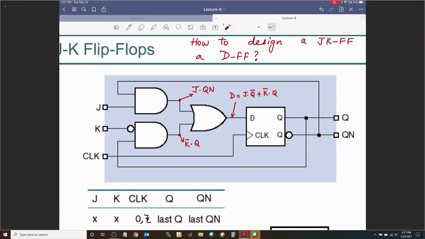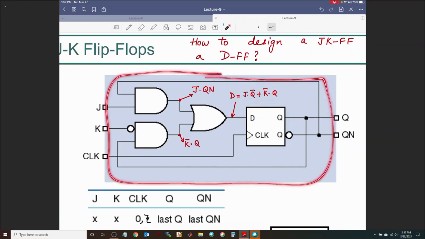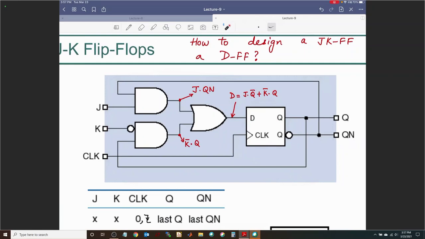So you have taken a D flip-flop, and essentially you found an equation that lets you determine what you should connect to the input of the D flip-flop so that the overall design becomes a JK flip-flop. You see that?